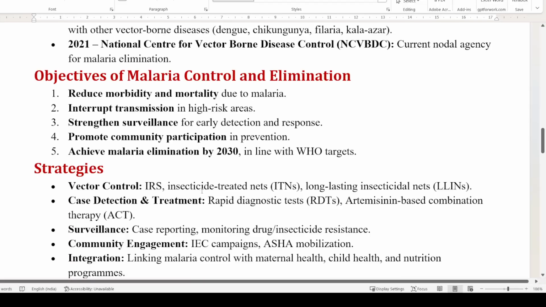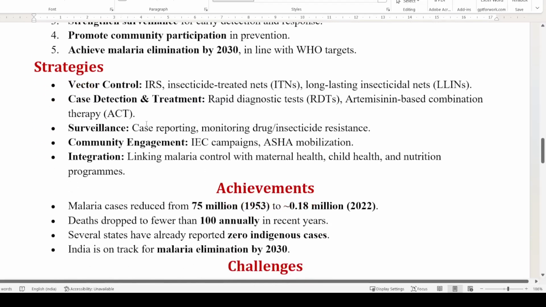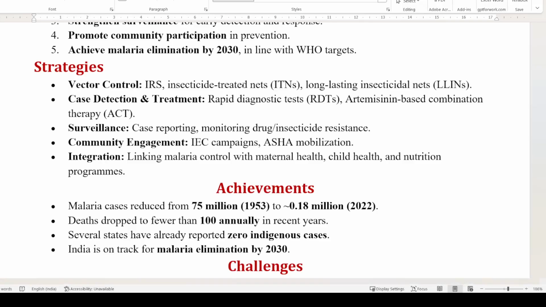Now, what strategies do we have to opt in? Number one, vector control, that is, insecticide treated nets should be used. IRS should be used. Case detection, rapid diagnostic tests should be done. Then surveillance should be very strong. Community engagement should be there. And we have to link malaria control with maternal health, child health, nutritional programs. Means various programs have now become an integrated part of all national health programs.